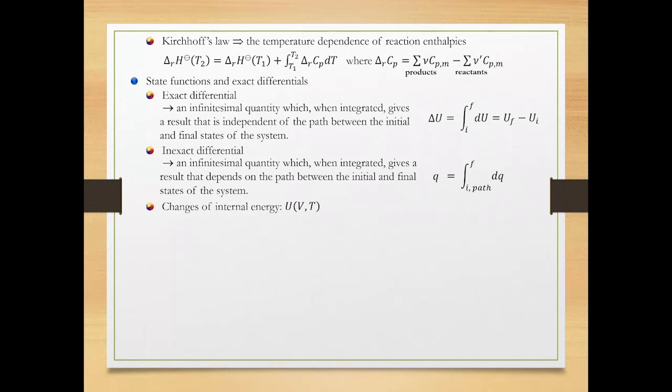Suppose the internal energy of the system depends on both volume and temperature. In other words, there are two variables, volume and temperature, that change the internal energy. This is an illustration about the volume and temperature dependence of internal energy.